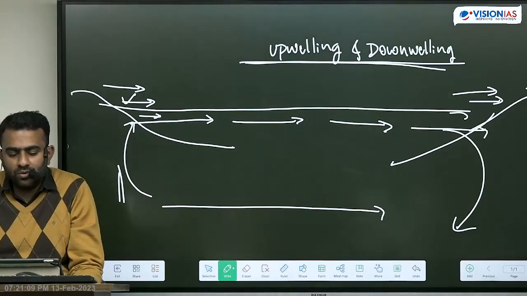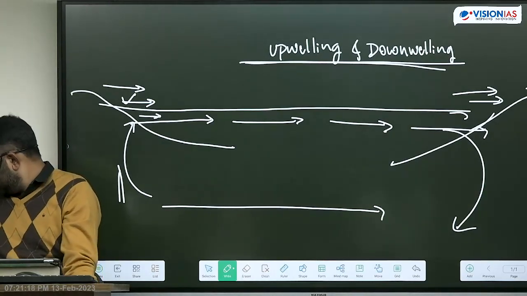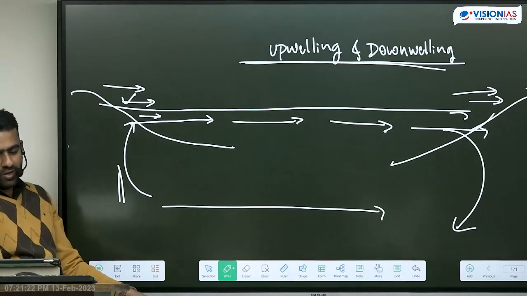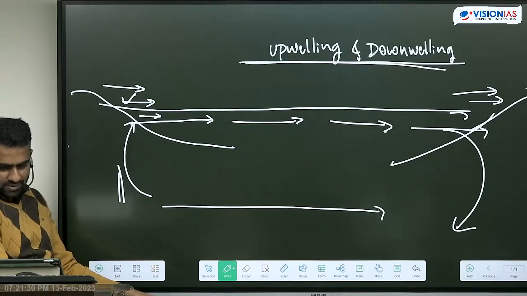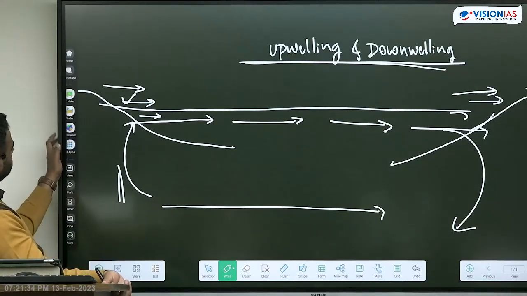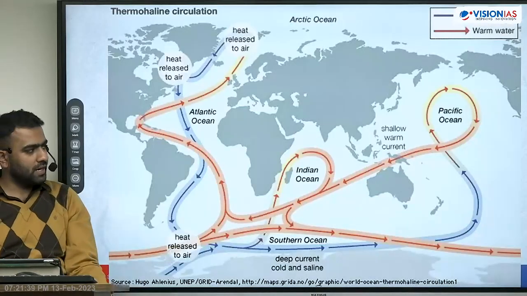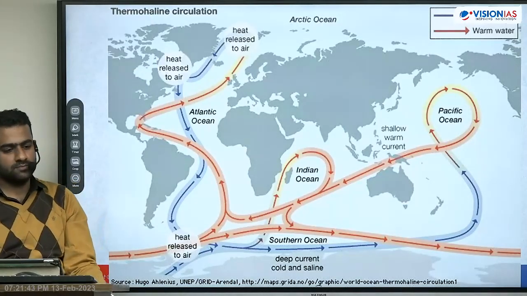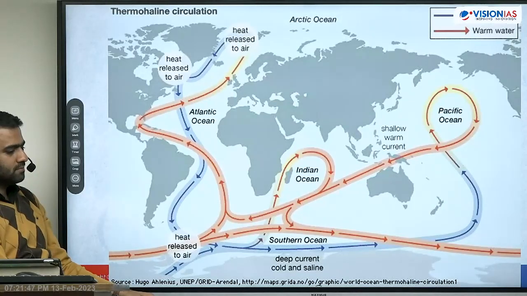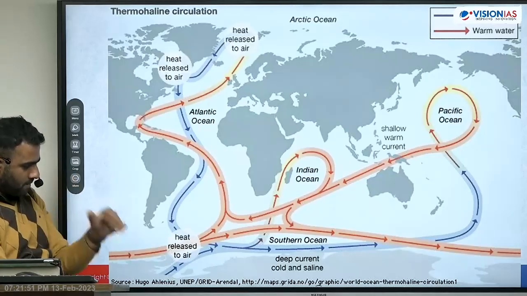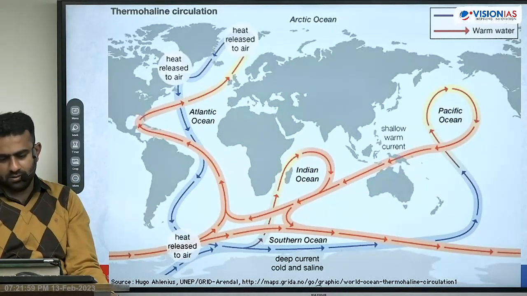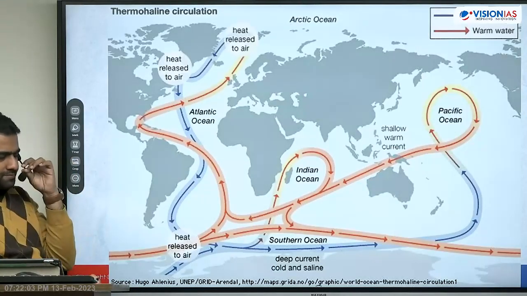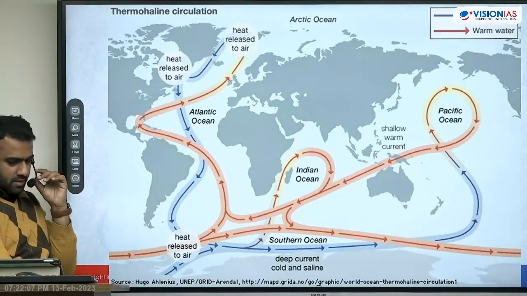Next point. In polar regions, ice formation leaves the water saltier and denser, causing it to sink. Next subheading, thermohaline circulation.